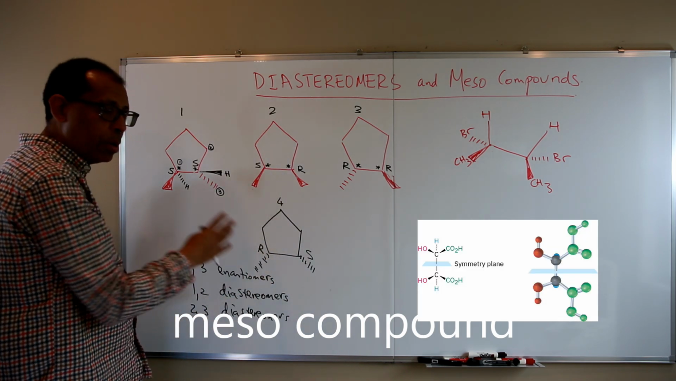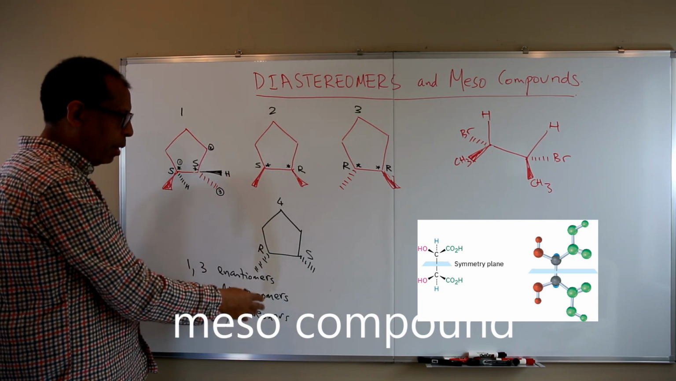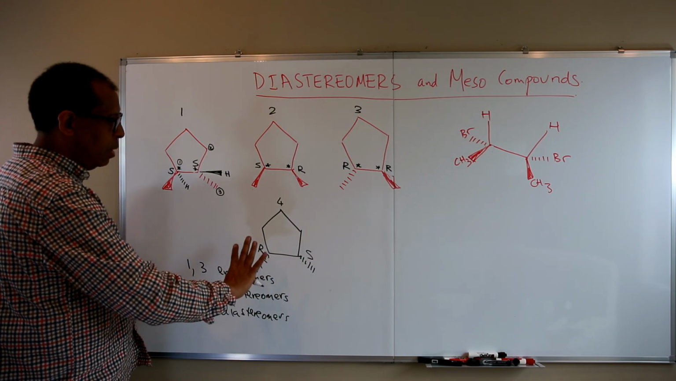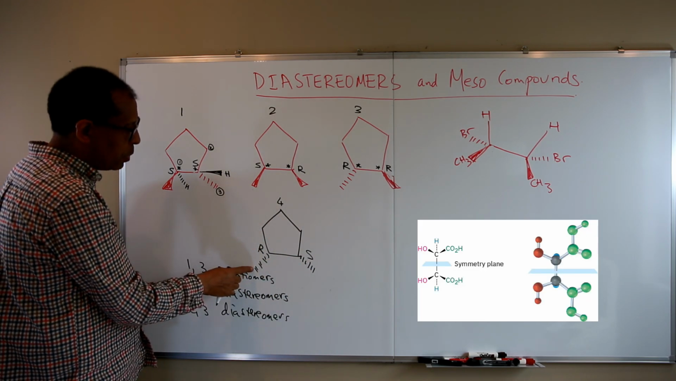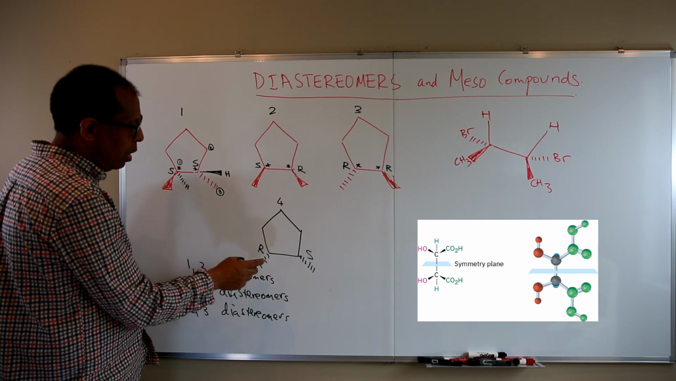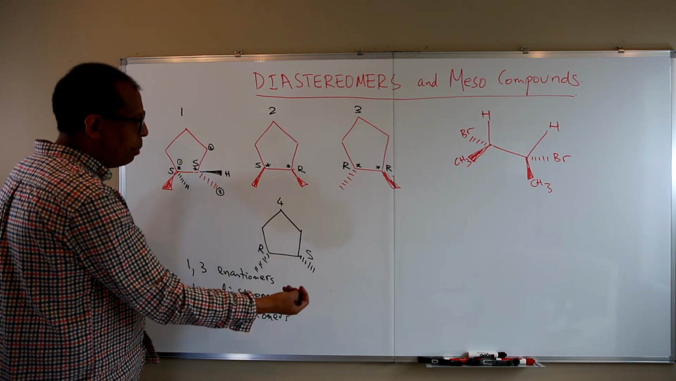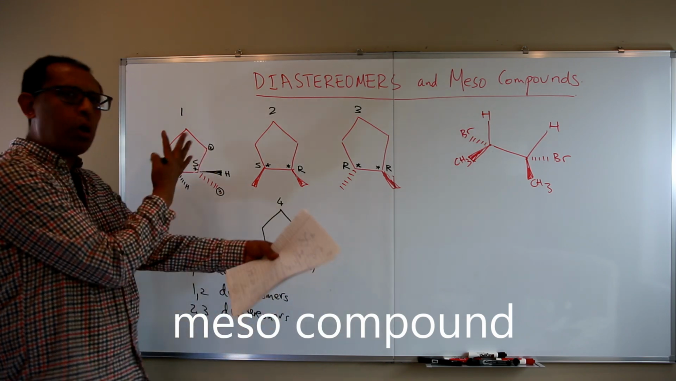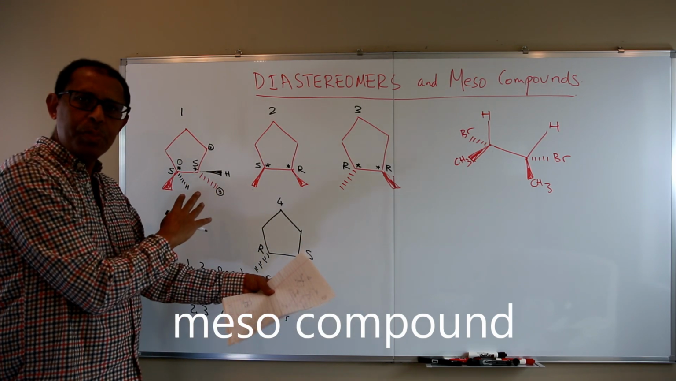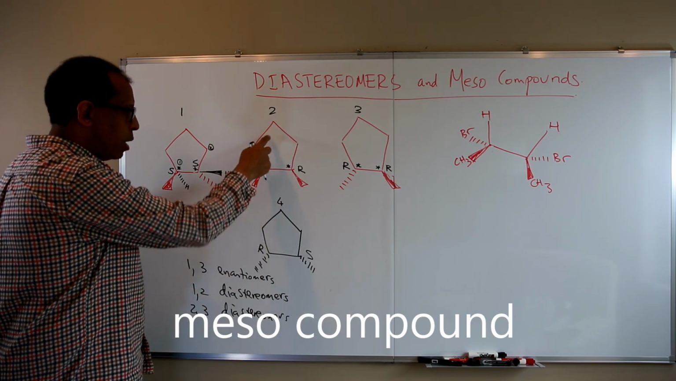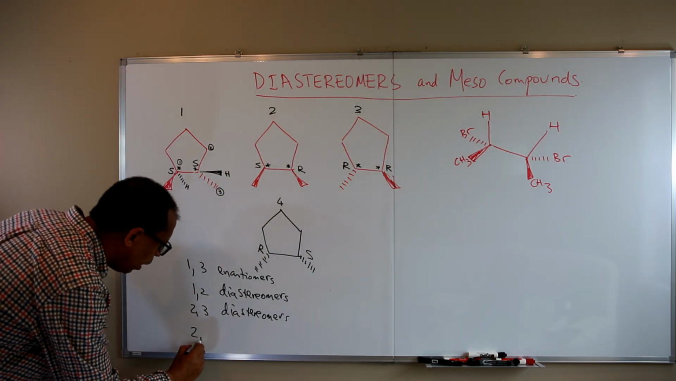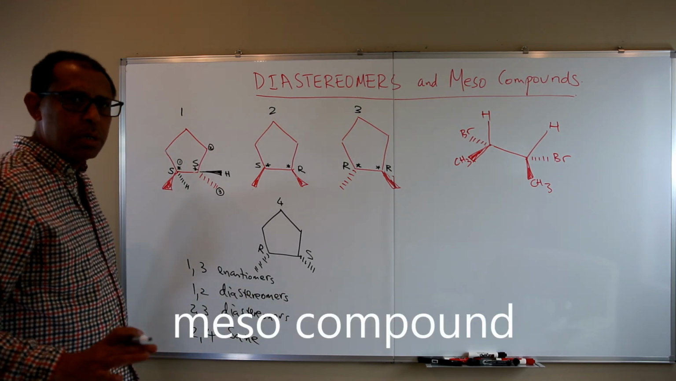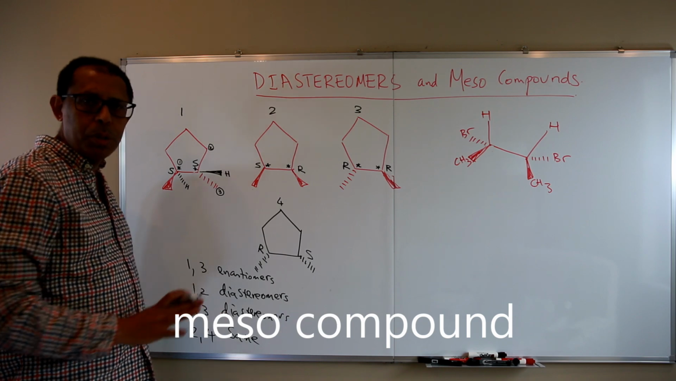Since this compound, be careful now, if you just rotate it like this, it becomes up here, and the R would be up as well. So they are the same compounds. If you flip the whole compound, this and this are the same. 2 and 4 are the same compound. No stereoisomerism between the two.